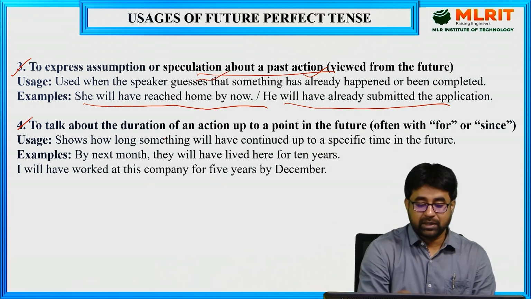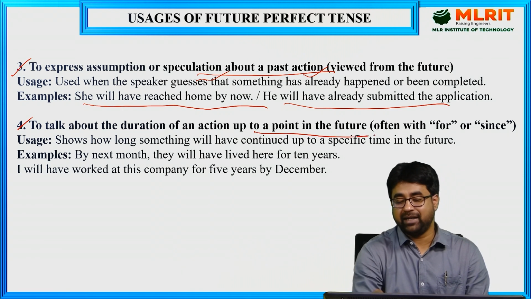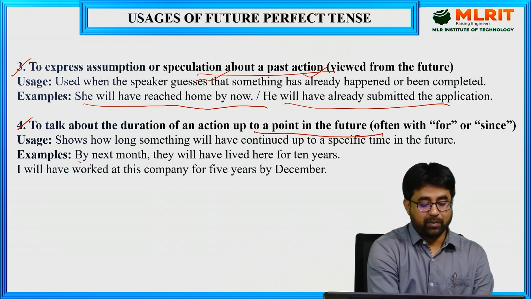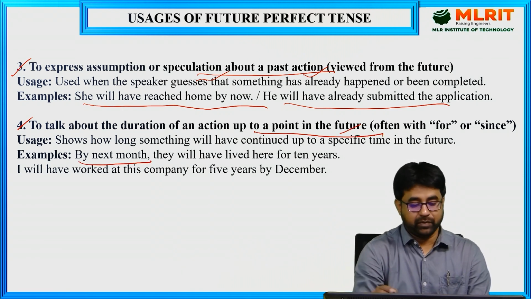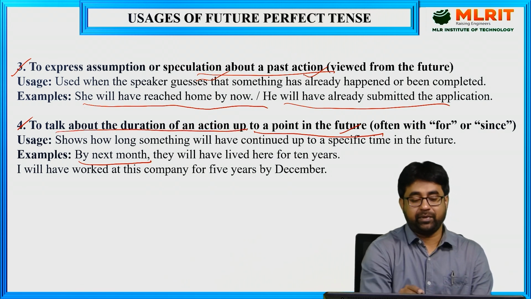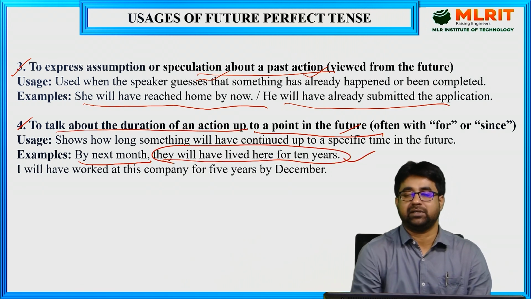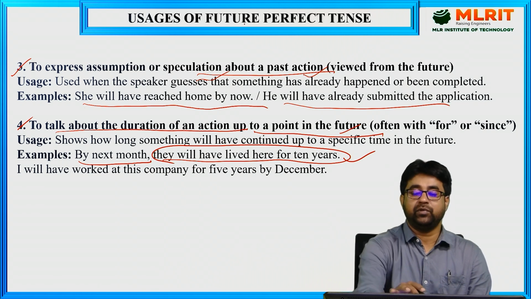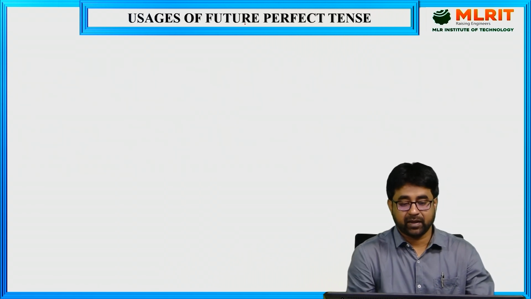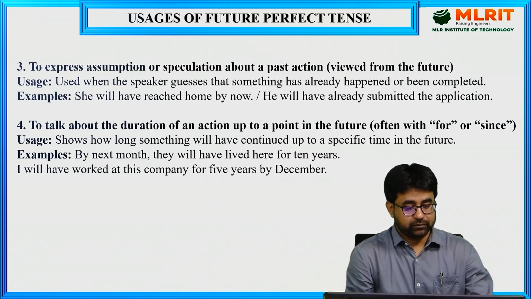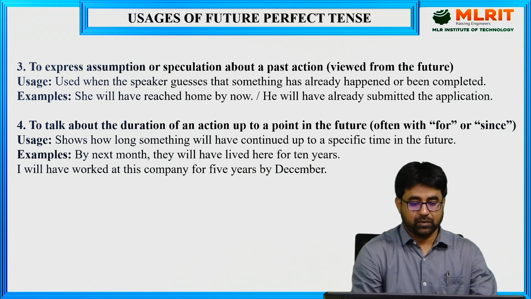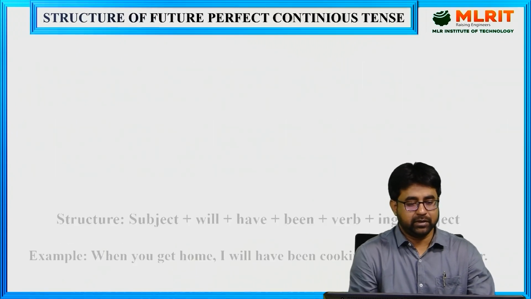To talk about the duration of an action up to a point in the future. See the example. By next month, up to a point in the future, duration of an action. They will have lived here for 10 years. So duration of an action. Which tense am I using? Future perfect tense. Fine. This I have already spoken about.